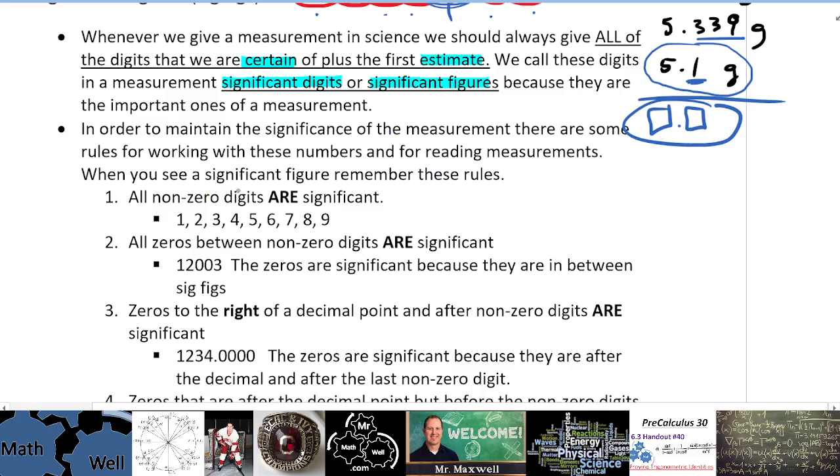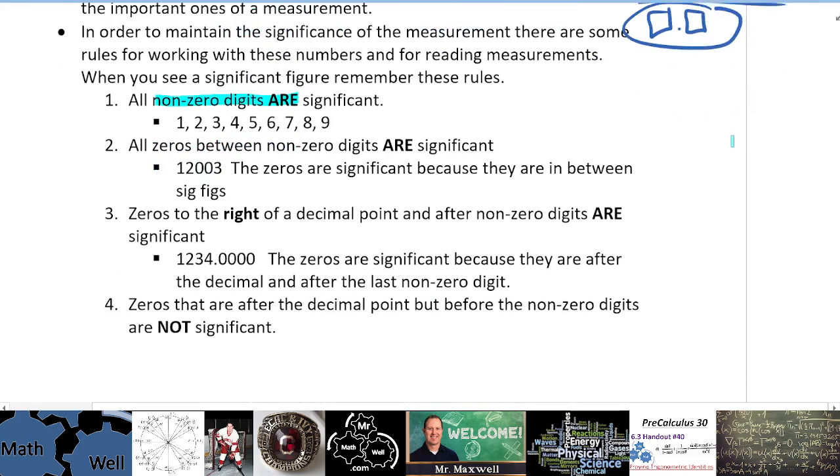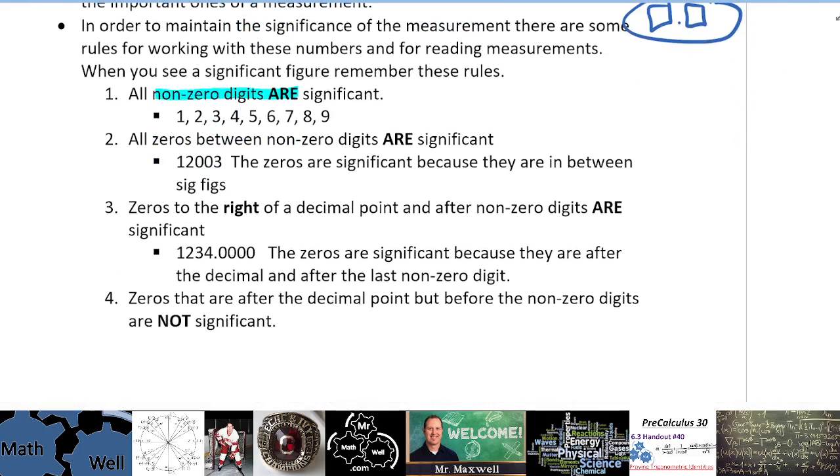All non-zero digits are significant. So anything that's not 0, you would count that as being significant. Okay, so anything that's 1 through 9. So in these measurements, significant, significant, significant. This has 3 significant figures. In the second one, they are all significant. That has 4 significant figures or digits. This one has 2 significant digits. Notice that this one has 2. It's the lowest.